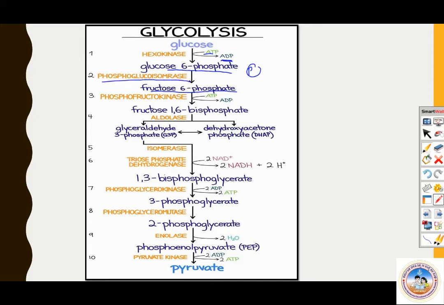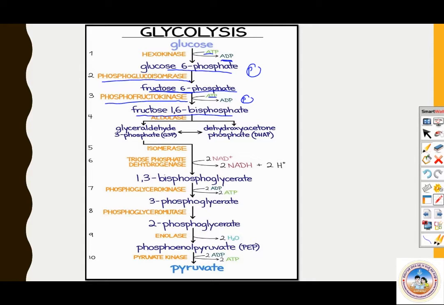Okay now, the next phase, what will happen? Your fructose 6-phosphate will again react, where ATP will get converted into ADP, and again one phosphate will be liberated. That will react with fructose 6-phosphate to form fructose 1,6-bisphosphate. This process is brought about by an enzyme called phosphofructokinase. Am I clear to you? So this is the first step.